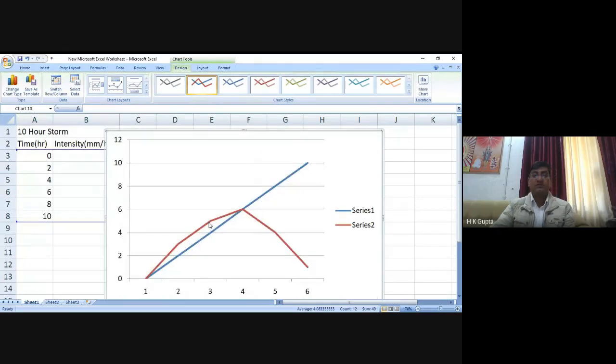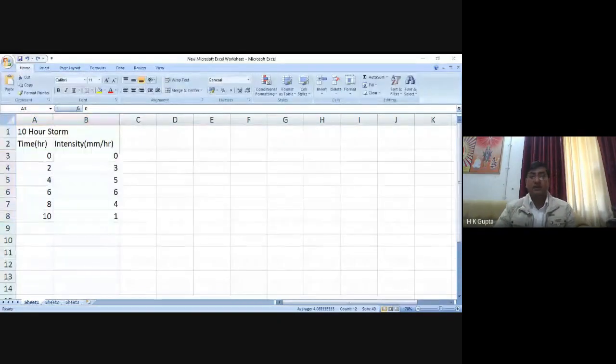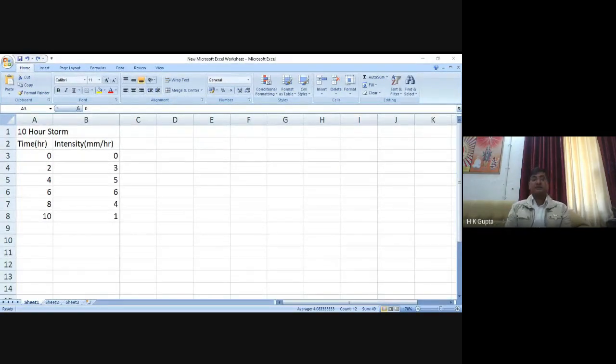These two different series are there. Actually, what I was trying to say, this is rainfall intensity versus hour. Suppose this is 0, 2, 4, 6, 8, 10. So you will be showing the intensity over here. So this type of rainfall intensity versus time plot you will be having. These are called the hyetographs.